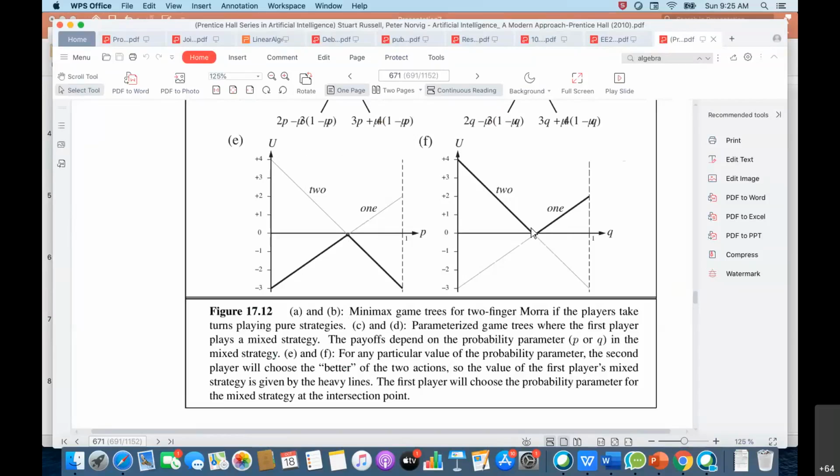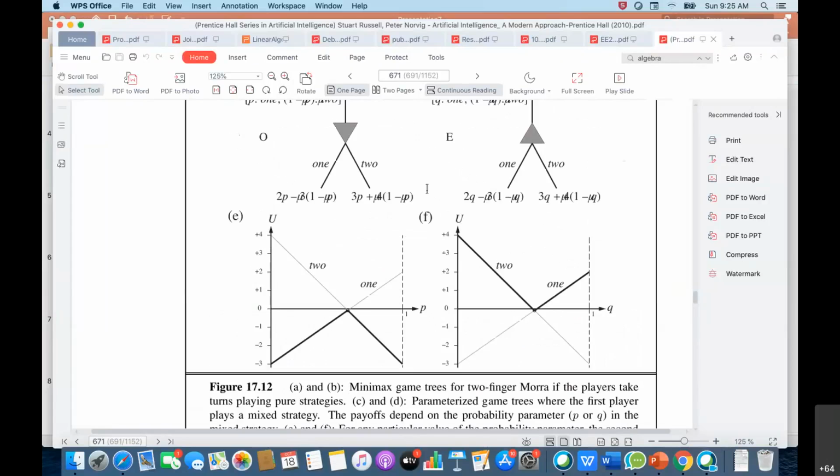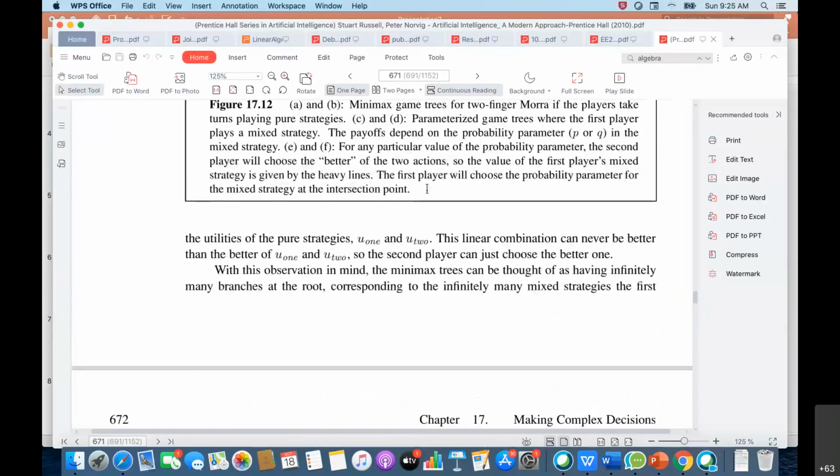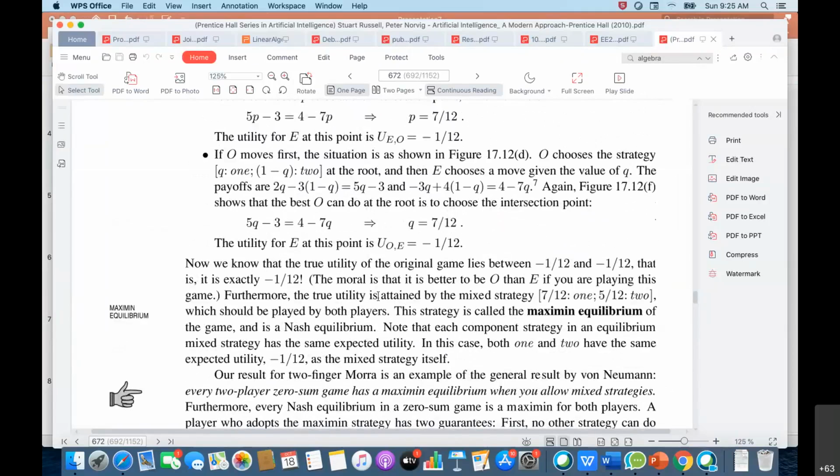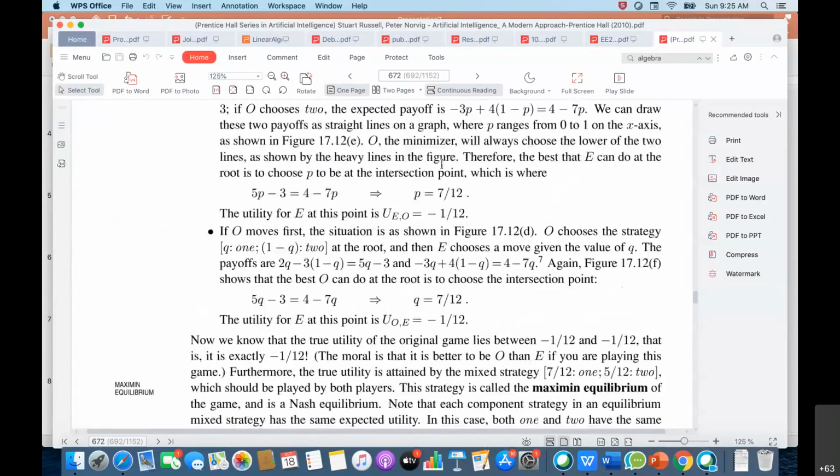Similarly, if you solve it, you will get the value of UOE also equal to minus 1 by 12. Therefore, you can say that the value of the utility is going to be equal to minus 1 by 12 for this entire game. The value of the utility of the game is actually equal to minus 1 by 12. If you solve it, you can easily get it.